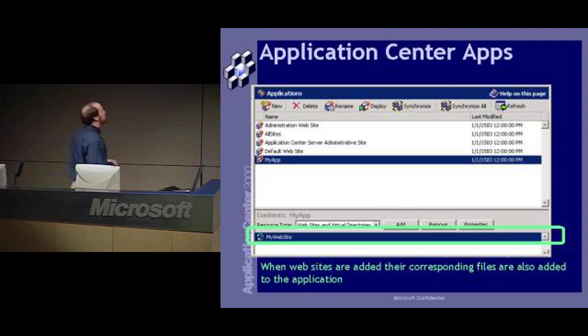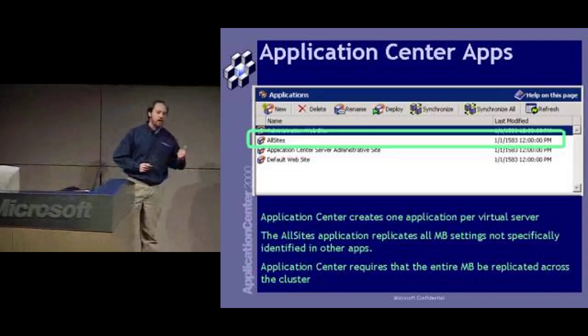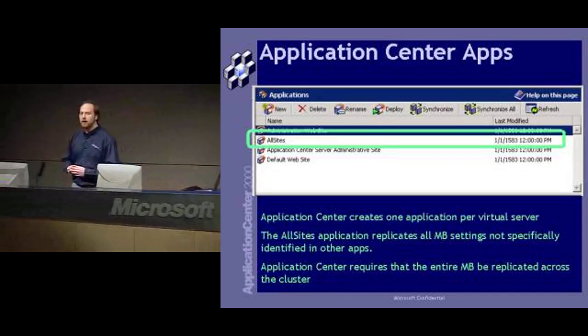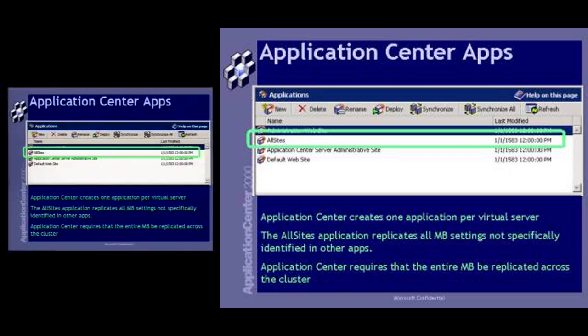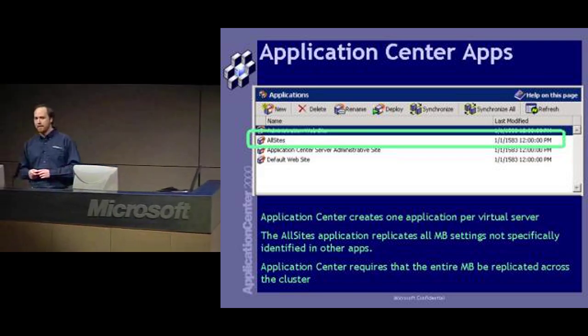Now, you might have noticed that there were actually a couple applications predefined on this box for you. Well, how do those applications get created? Well, when you install AppCenter, we will create an application for each virtual server that exists on your box. So if you had 5 virtual servers or 6 virtual servers, you'd have 6 AppCenter applications, one mapping to each one, and you'd get an extra one called the All Sites application.